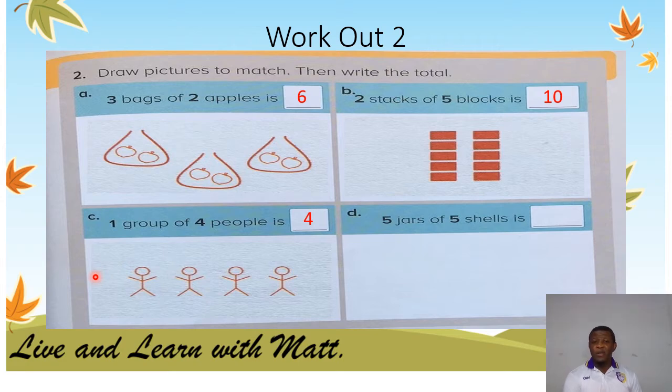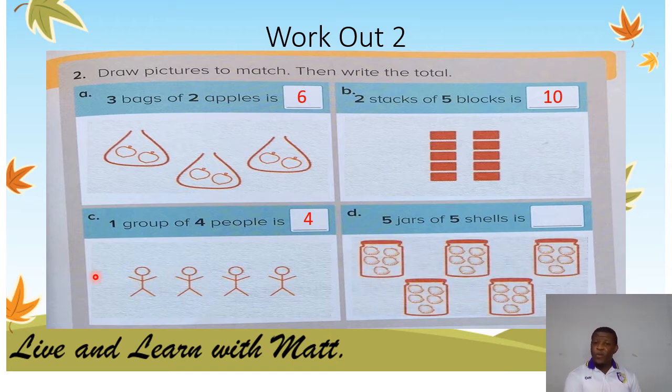Now part D, 5 jars of 5 shells. So now let's draw 5 jars of 5 shells. We have something like this on the screen. Therefore, let's count in steps of 5. We've got 5, 10, 15, 20, 25. That's correct. So therefore, 5 jars of 5 shells is 25. So you can pause the video now and draw in your book right now.